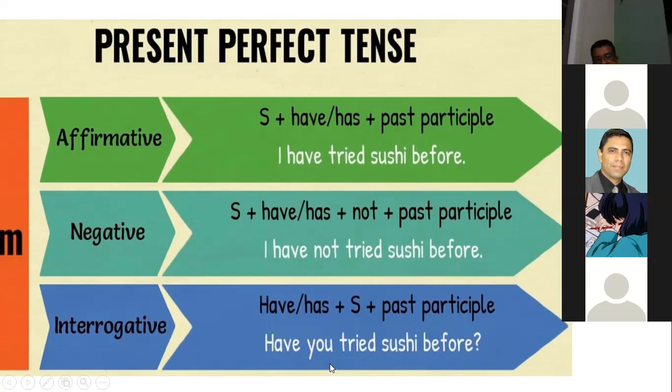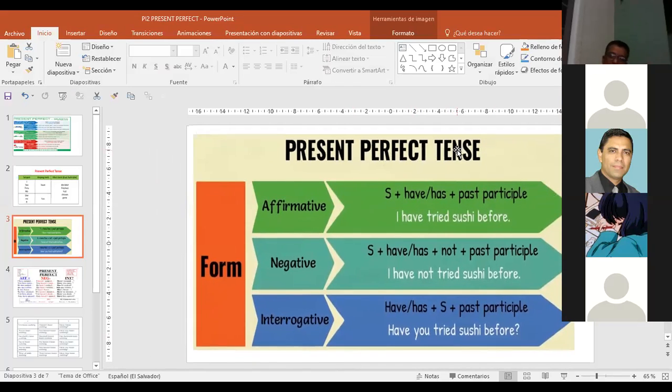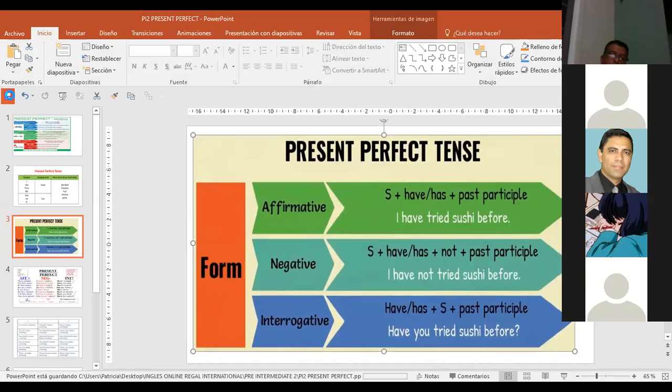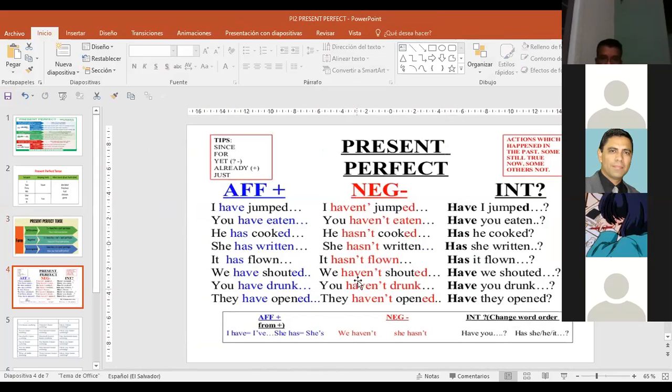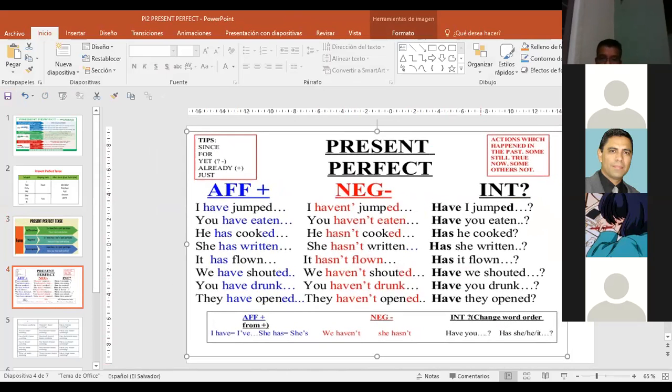Okay, so let's repeat. I have tried sushi before. I have not tried sushi before. Have you tried sushi before? Okay, very good. So that's the structure for affirmative, negative, and interrogative sentences. So here I have extra examples for you.